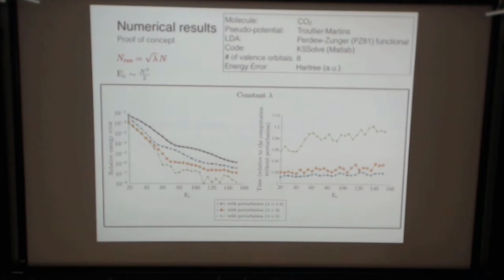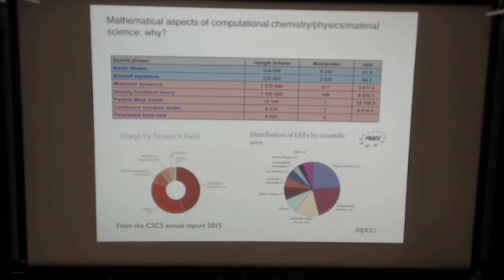It is related to this topic, but is more general. So in my opinion, mathematical aspects in computational chemistry, physics, and material science are underrepresented in applied mathematics. To illustrate this, I once typed some search phrases in Google Scholar to represent the whole scientific community, and in MathSciNet to represent the math community.